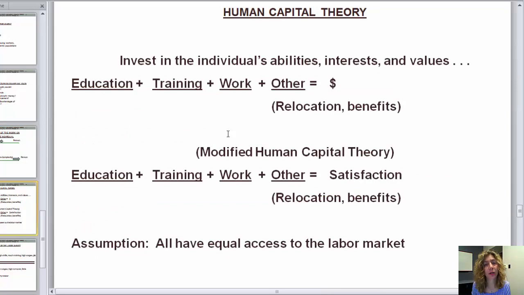Okay, some more little equations, human capital theory. Read this section, think about that for your discussion, and keep in mind that there's an assumption being made that there's equal access, and we know that's not true. So what adjustments and accommodations do we need to make to avoid this assumption and not apply this assumption to our clients?